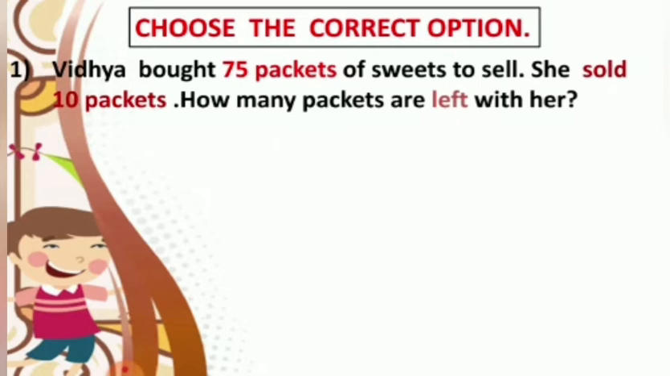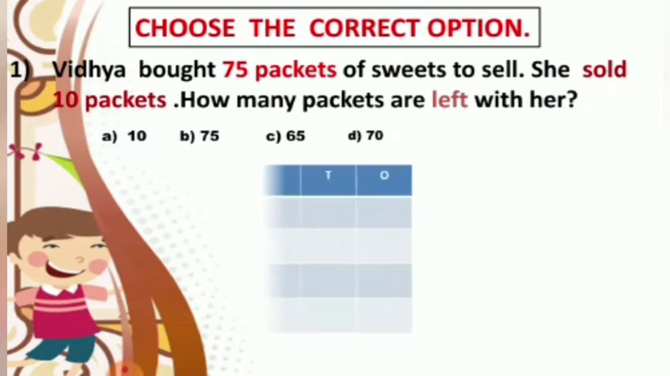Okay, now we have here 4 options. The first one is 10. Your second option is 75. Your third option is 65. And the last option is 70. Now we have to find the answer. So let us do it.